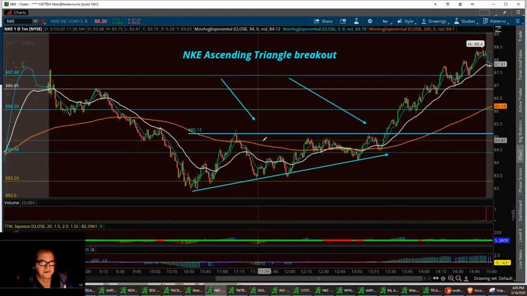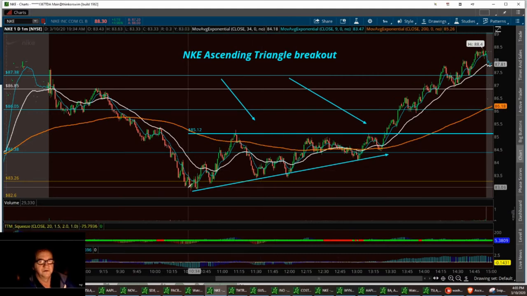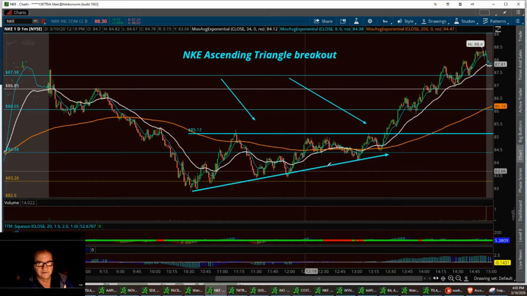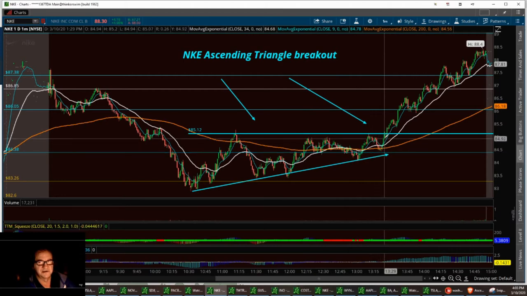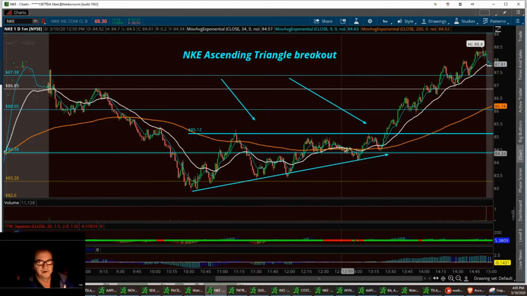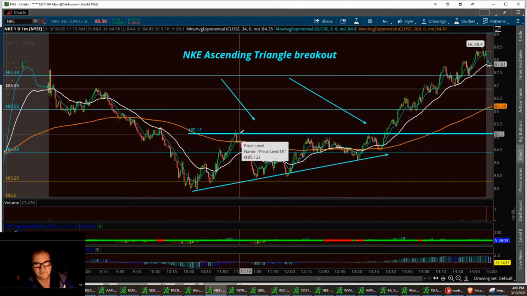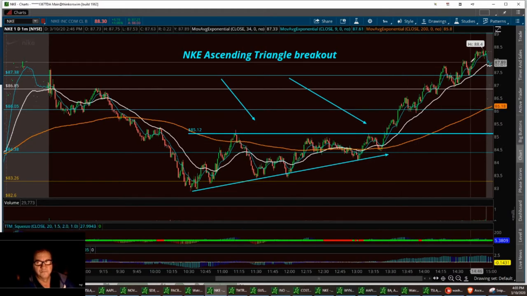We were green most of the day. The Dow went red just a couple of times. But with the lower highs, you'll notice the volume starts to slow down a little bit as they squeeze. Once they start to squeeze, you'll start seeing some real nice engulfing candles. And if we break up through the top of that resistance level of 85.12, you have the breakout.